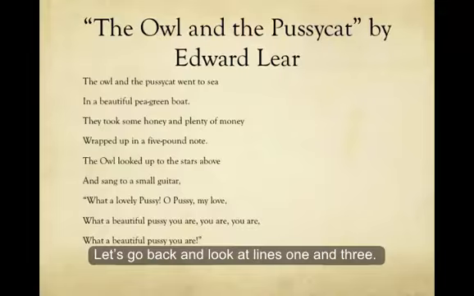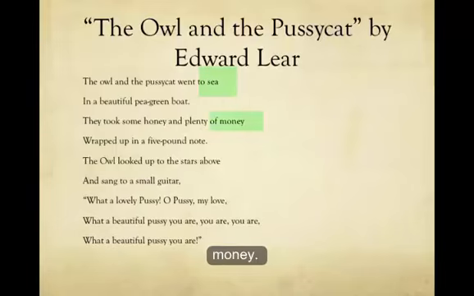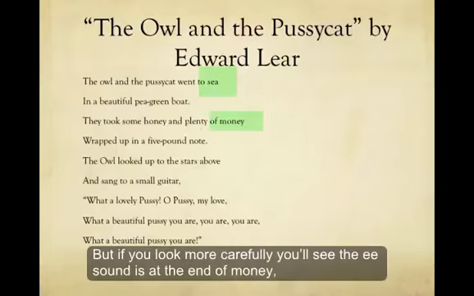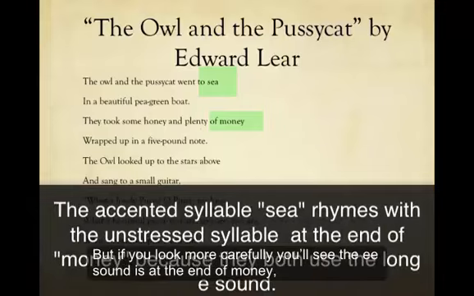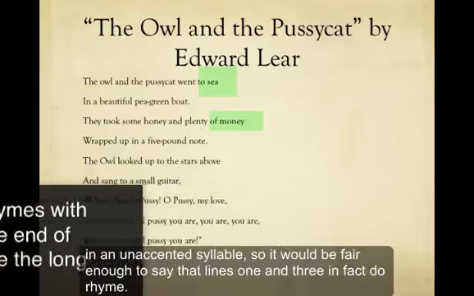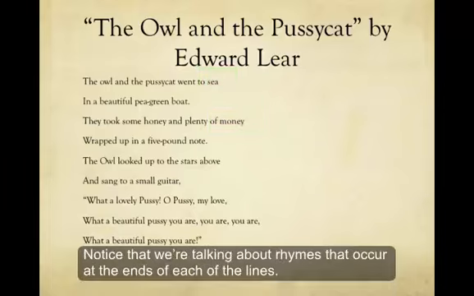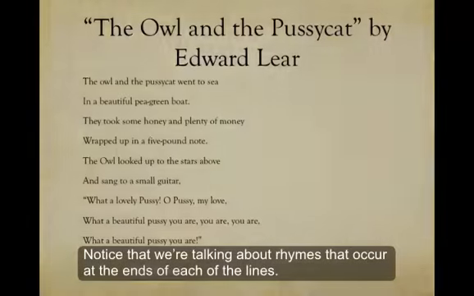Let's go back and look at lines 1 and 3. Sea, money. You could think that perhaps those two lines don't rhyme because the accented syllable sea and the accented part of money doesn't rhyme. But if you look more carefully, you'll see the E sound is at the end of money in an unaccented syllable. So it would be fair enough to say that lines 1 and 3, in fact, do rhyme. Notice we're talking about rhymes that occur at the ends of each of these lines.